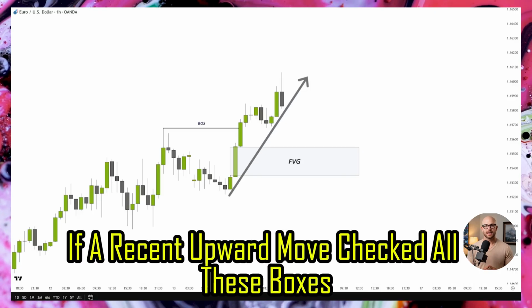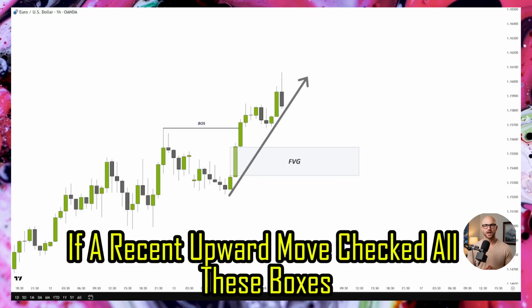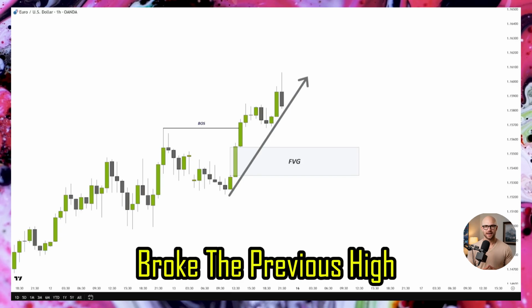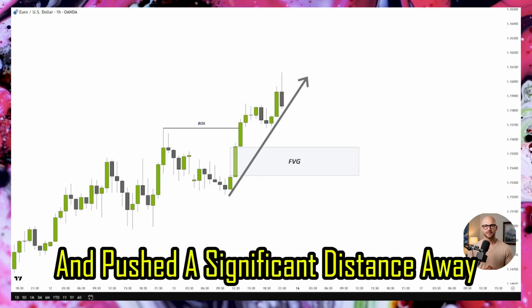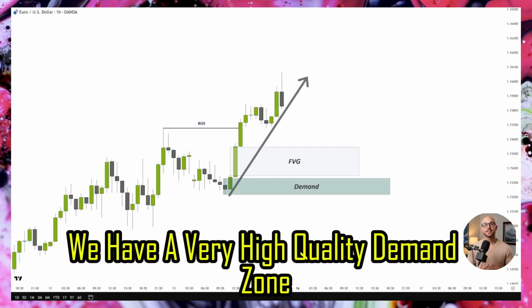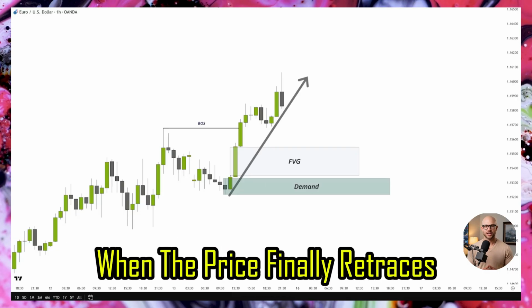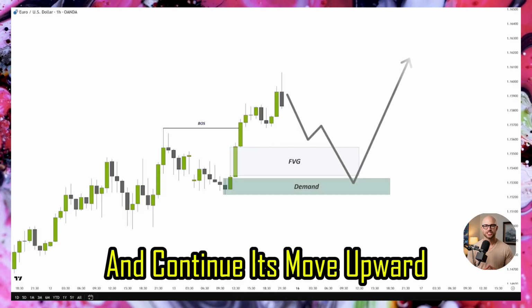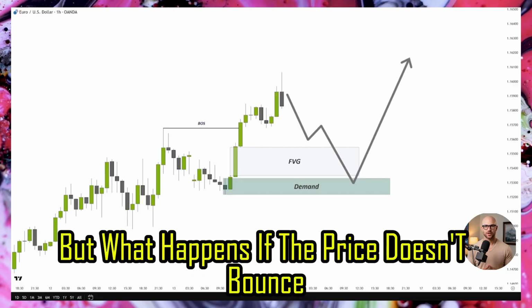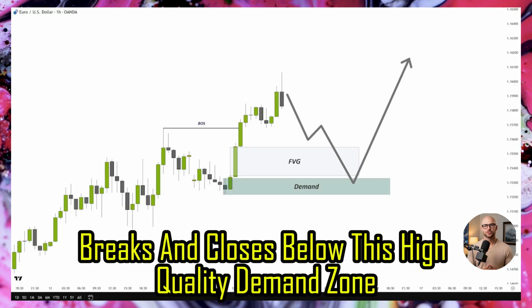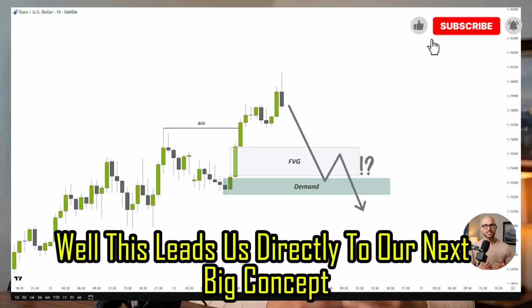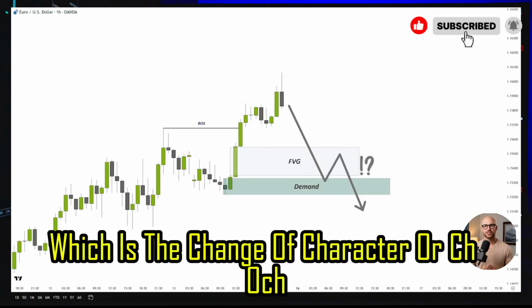For example, if a recent upward move checked all these boxes, meaning it left a fair value gap, broke the previous high, and pushed a significant distance away, we have a very high quality demand zone. When the price finally retraces back down into this zone, there is a very high chance it will bounce and continue its move upward. But what happens if the price doesn't bounce and instead breaks and closes below this high-quality demand zone? Well, this leads us directly to our next big concept, which is the change of character, or CHoCH.